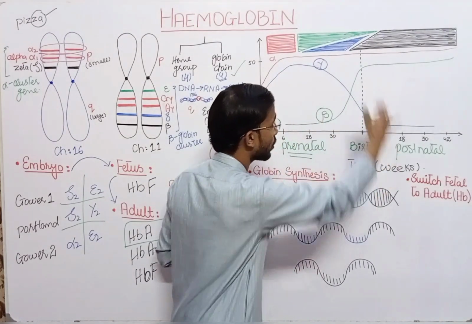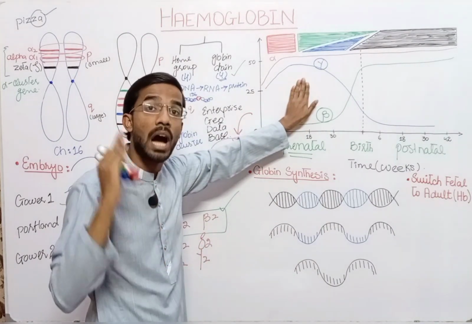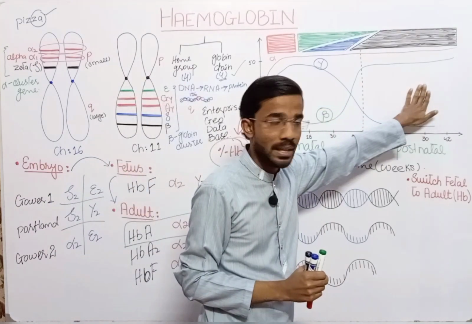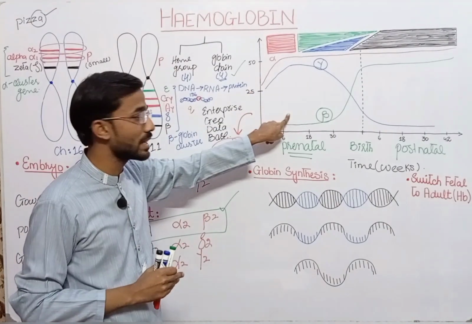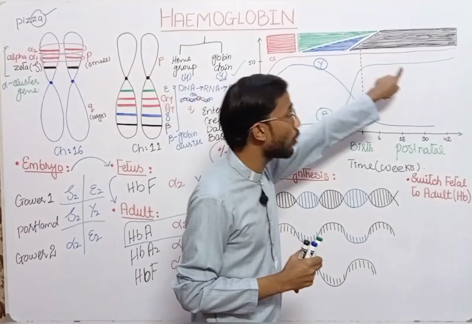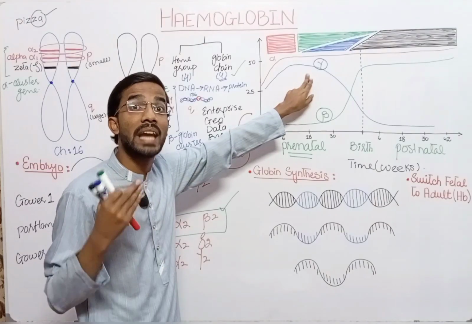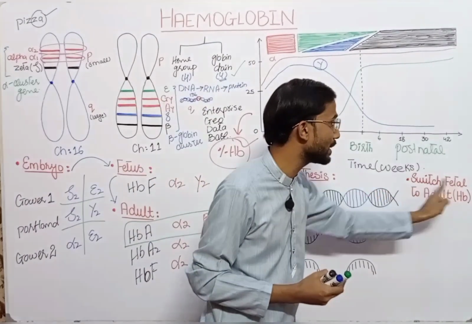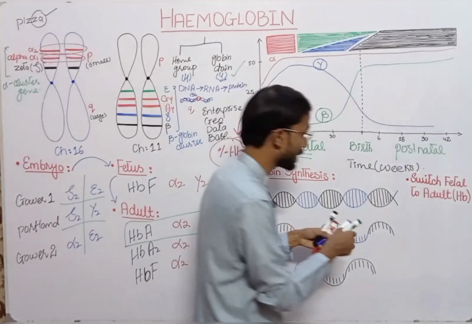So here you can see this is the cross link. Gamma globin chain quantity is high in the prenatal life and decreases in the postnatal life. But beta is opposite to gamma. In the beta case, in prenatal life the beta quantity is low, but with the passage of time in the postnatal life its quantity increases. So it means that gamma is switched off into beta. This is the switch from fetal to adult hemoglobin.